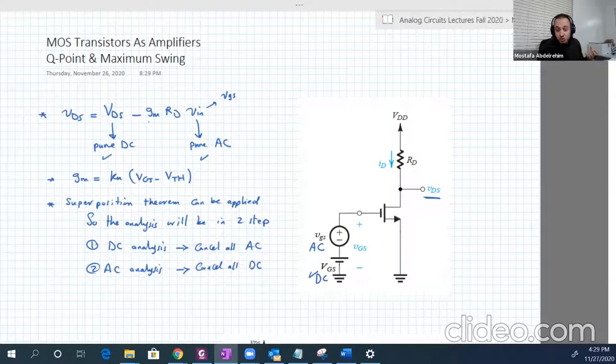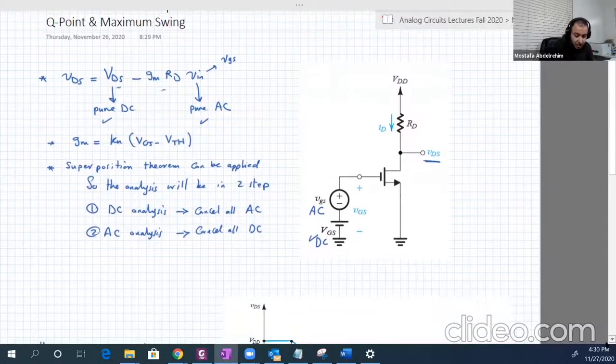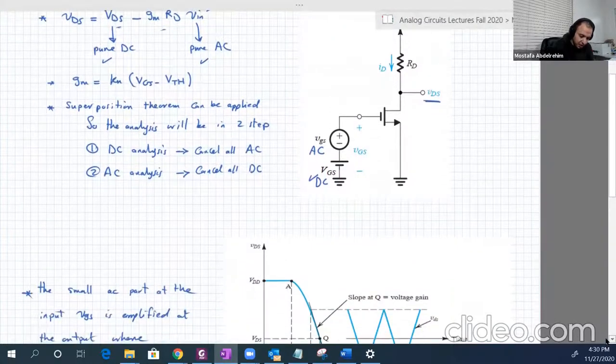If you remember, guys, in the superposition theorem, if you have two sources, you can cancel one, calculate a voltage at some point, then cancel this one, re-enable the previous one, and calculate the voltage at the same point. Then the total voltage will be the addition of both voltages. This is what we have here. We can apply this when we assume that the input is very small compared to VGS minus V threshold, as we verified last lecture. So in the DC analysis, we cancel all the AC sources and only deal with the DC sources, and in the AC analysis, we do the opposite, to calculate the gain, the input resistance and all other parameters of the amplifier.